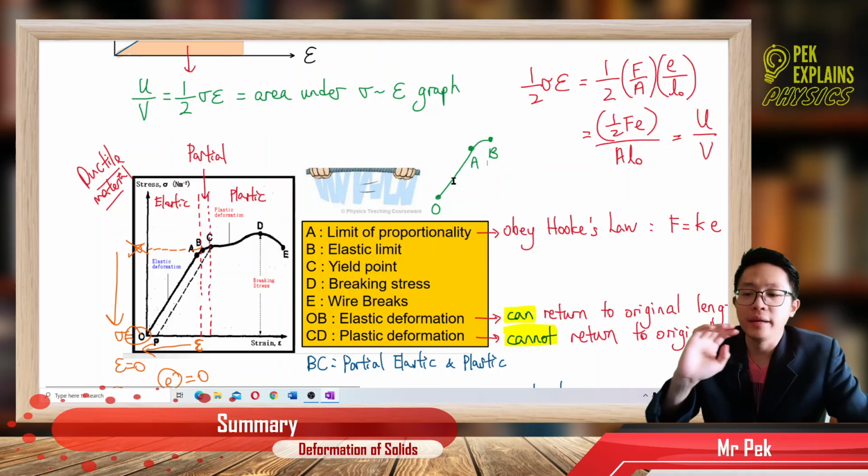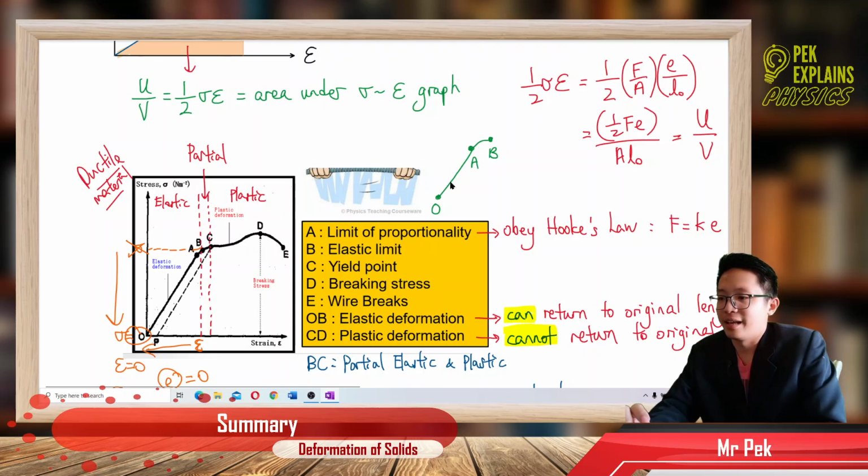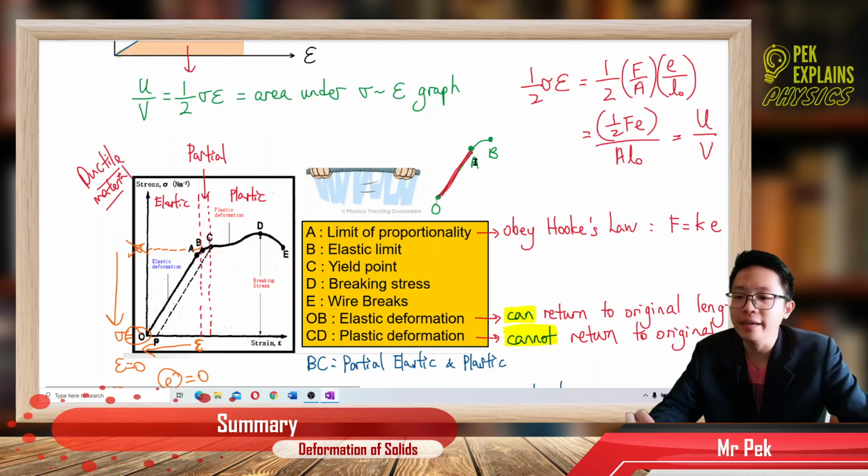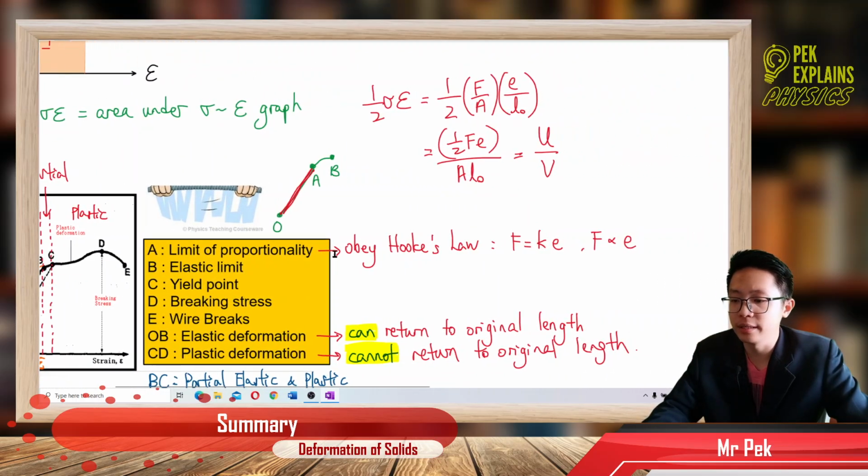So, where does it obey Hooke's law? Only from O to A. A is the limit of proportionality, because O to A is a straight line. So O to A obeys Hooke's law. Obeying Hooke's law means F equal to ke is valid.